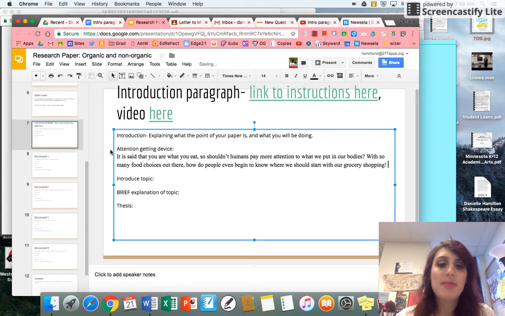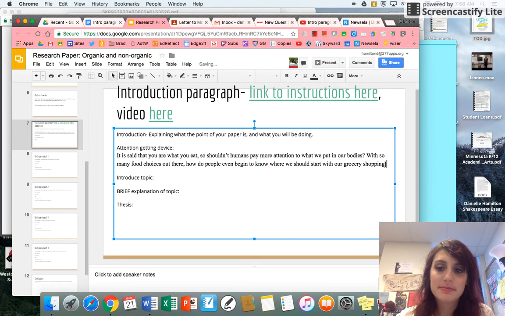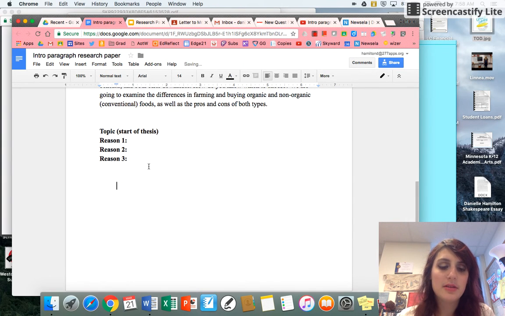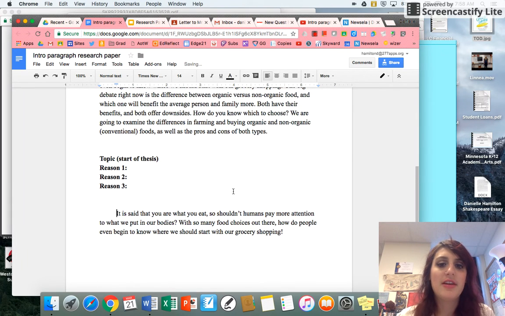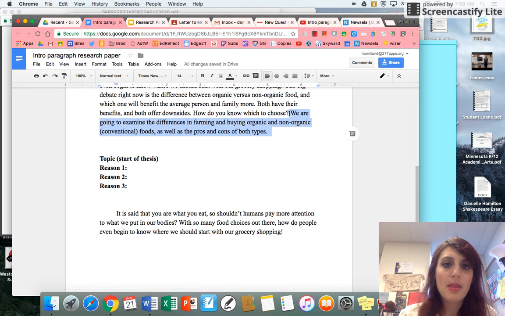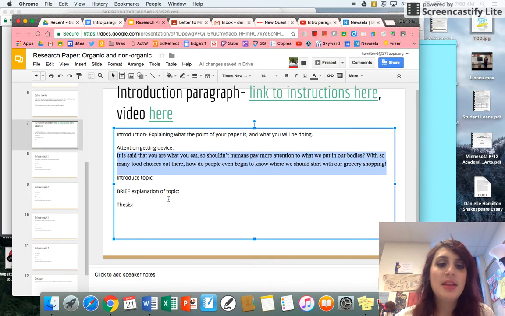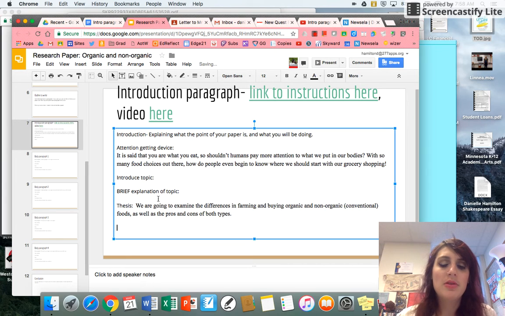So if I was to write my attention-getting device right here, I will then copy and paste it onto a blank document, and right there, it's my attention-getting device. It's the same thing with my thesis statement. Anything you type here, you then have to copy and paste later on into a blank document. You cannot just turn this outline in and have that be your paper.